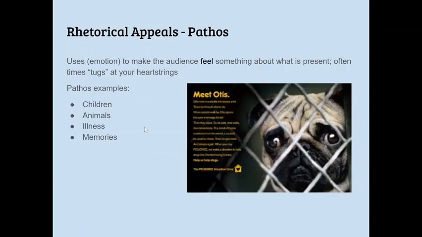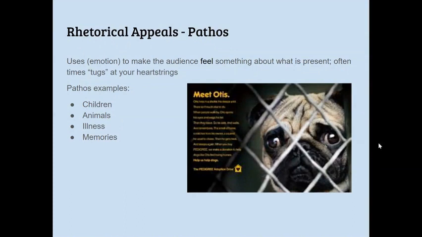Then you've got pathos. Pathos is using emotion to make you feel something about what it is that they're saying. So I could try to convince you using pathos by trying to make you get emotional. Some examples of how I could do that is I could talk about children, animals, illness, or memories.